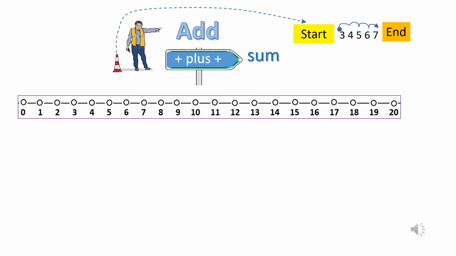Here's a picture of what it looks like when we add. We start at a smaller number and we end at a bigger number. We move to the right on the number line. Plus, plus, plus, and our answer is called a sum.